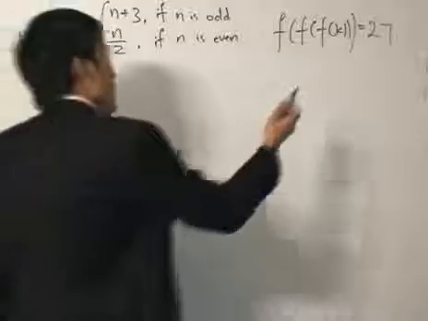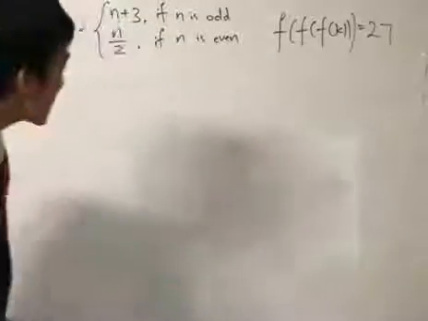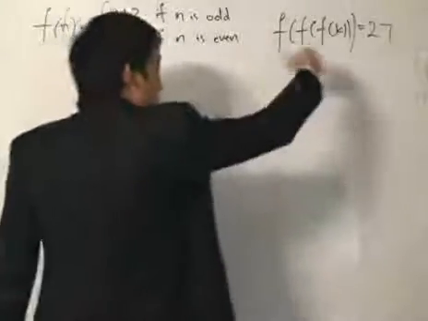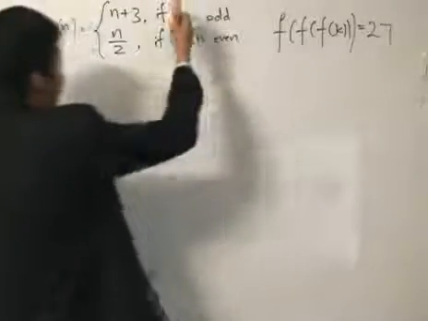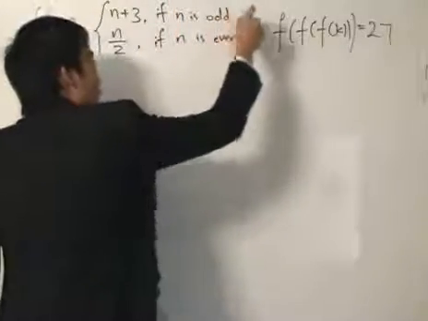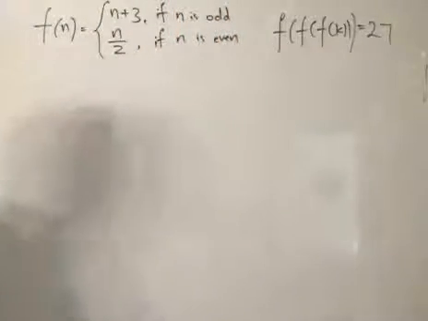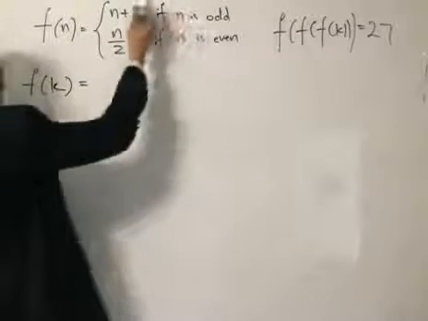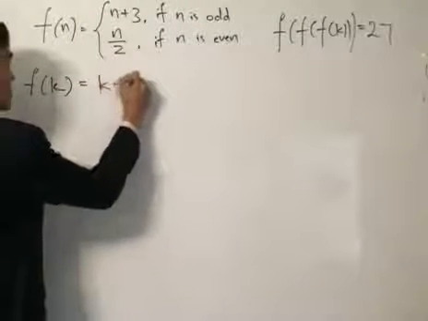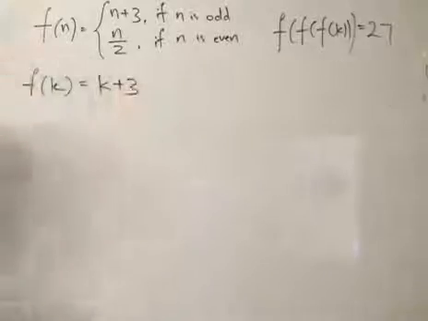Okay, we know that k is odd, so we will simply implement the procedure of the function, putting k inside, carefully watching the two definitions here. So the first one, k is odd. That shouldn't be a problem because if k is odd, we know it's k plus 3. Okay, that is fair enough.